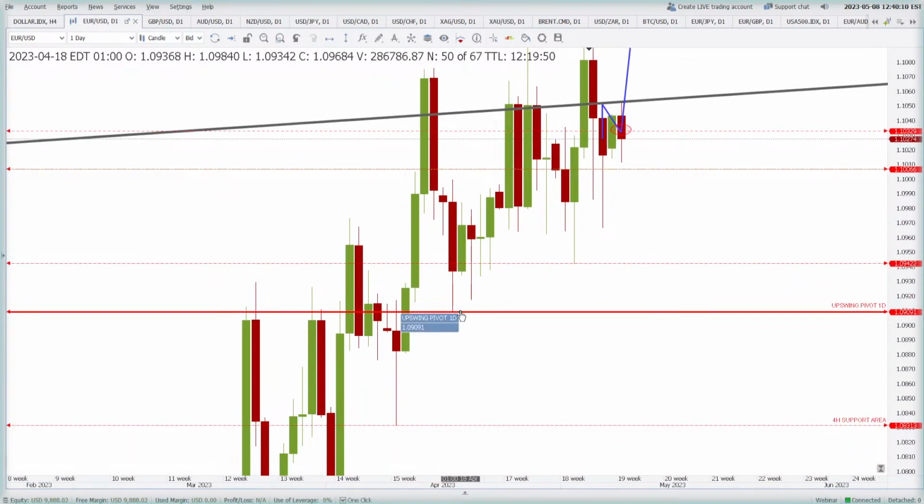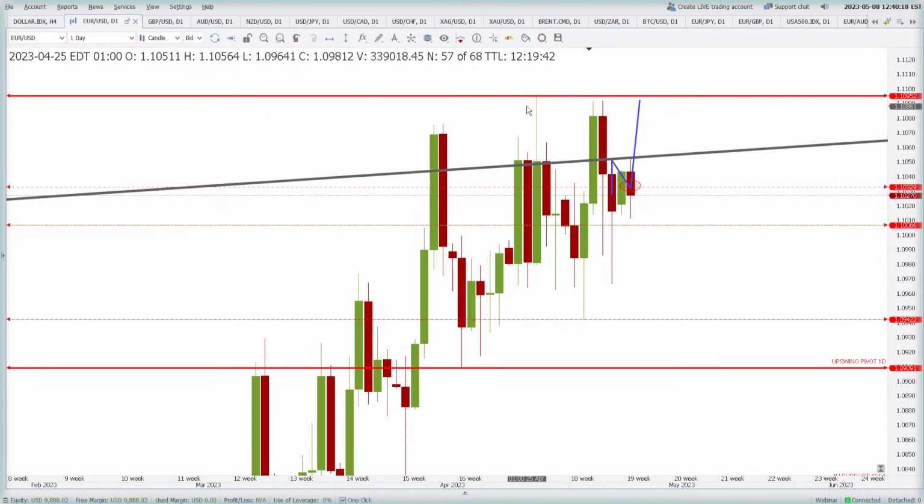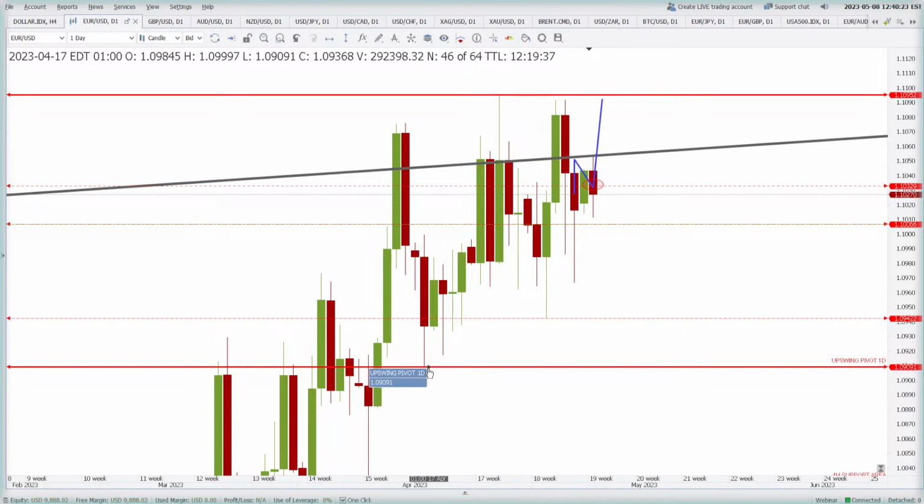And before that the price made the low, that is 1.0909 on 17th of April, and this was the low made between these two highs. So this becomes my upswing pivot, or I will say till the time this low holds or the price trades above this low, we will be only looking for the buying opportunities.